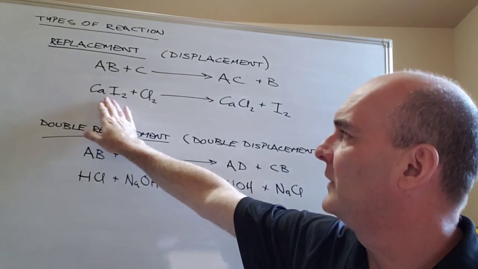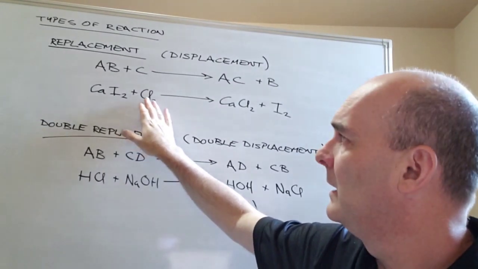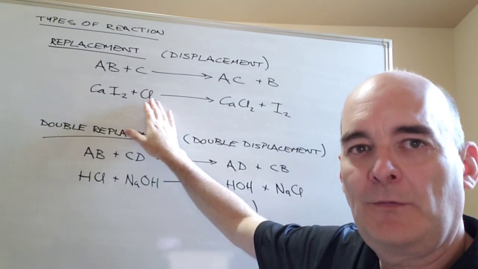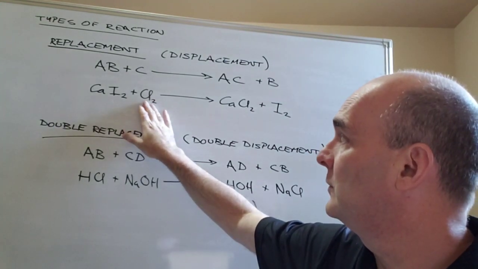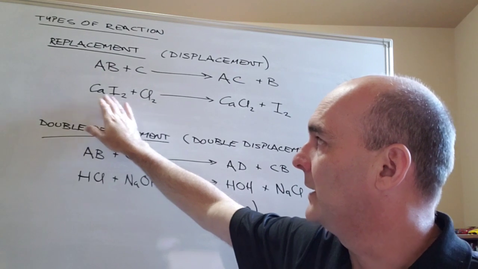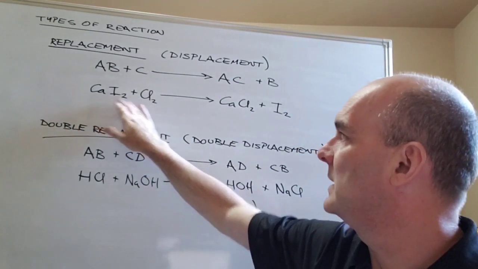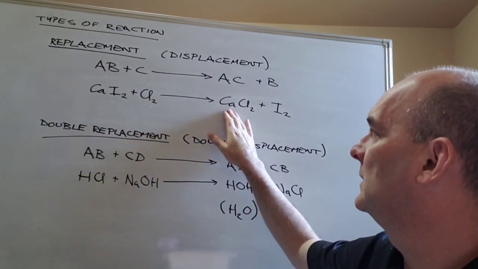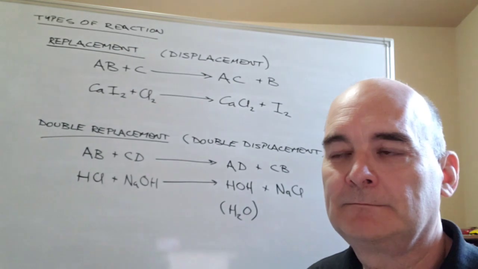If we look at a real-world example, in the halogens, group 7, if you're closer to the top of the group, you make stronger bonds. And chlorine is capable of displacing iodine from calcium iodide. So calcium iodide plus chlorine makes calcium chloride plus iodine.